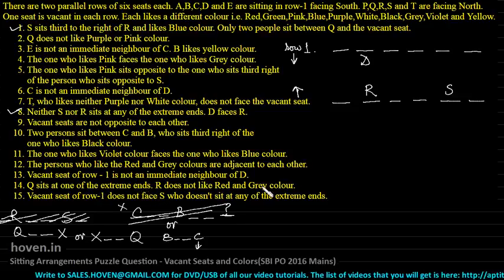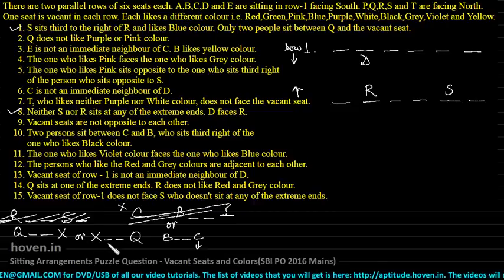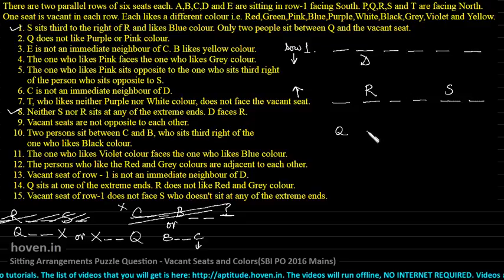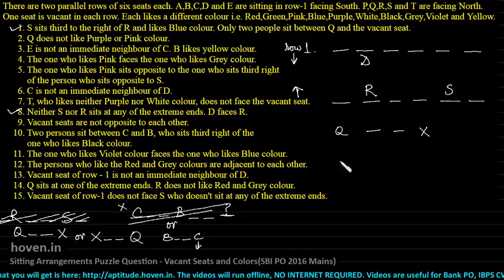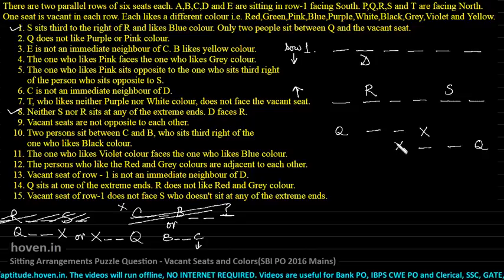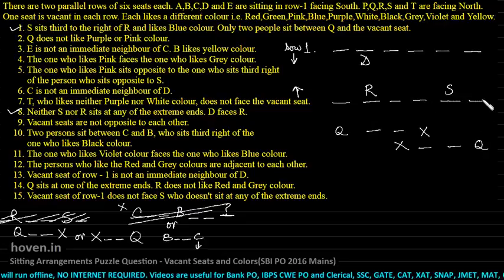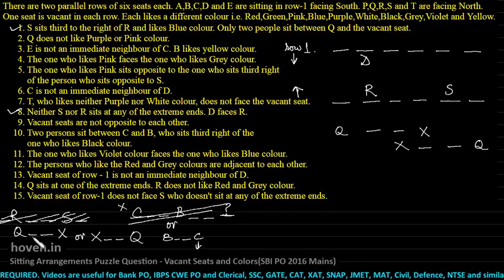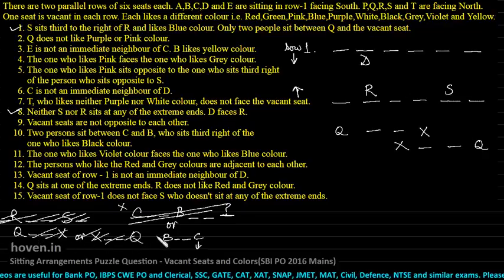R does not like red and grey color. Take about this one. Q sits at one of the extreme ends. Now this chain and this chain will now crystallize. So this means either the story is Q space X, that is R will be here of course, or it is the other way round, Q starting from this position space X. This means if Q is at this end, then the vacant position will be here. If Q is at the right end, the vacant position will be here. We just keep it in our records right now and remove this one because this we have already taken to the other side.